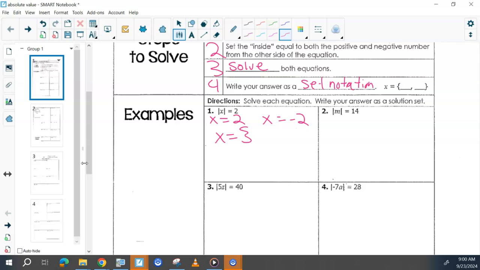You can write them as -2 and then 2. Or, because I have the same number in both a negative and a positive, I can put it as plus or minus 2. That's what that symbol is called, plus or minus.